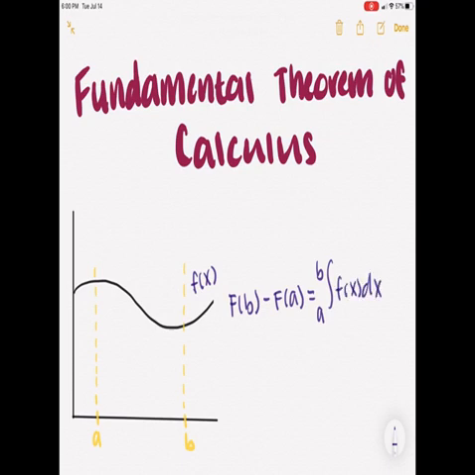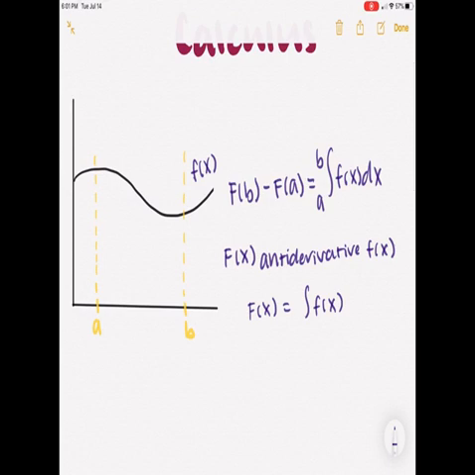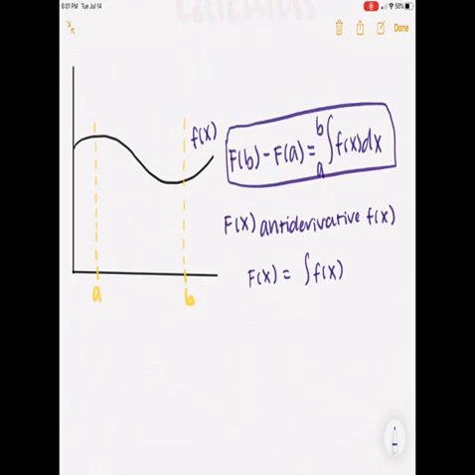Now, what does this mean? Well, capital F of x in calculus is usually used to denote the antiderivative of lowercase f of x. Now, this just means that capital F of x is sort of like the integral of f of x. So, this is our first fundamental theorem of calculus. And like I said, it is an equation, but it's more of a concept that you'll need to remember, and you won't really have to memorize this equation.